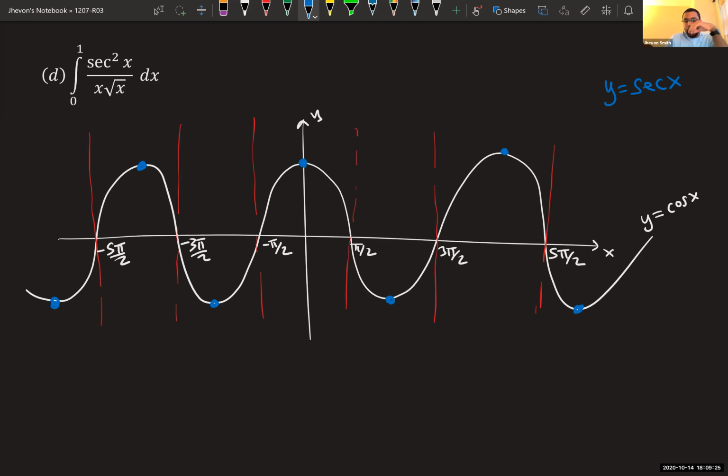What happens afterwards? Let's say I'm at this point here on the y-axis. If I move a little bit to the right, what's going to happen to the graph of secant? It's going to go up, right? Up where? To infinity, right? It's going to go like that.